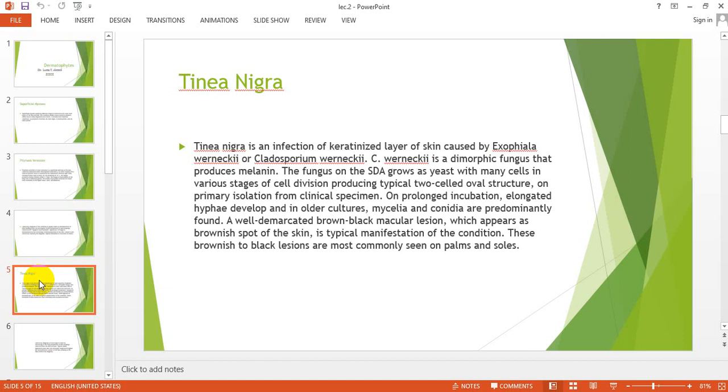This is the culture characteristic of werneckii in the plate. Okay, it looks like brown black macular lesions, which appear as brownish spots on the skin. In the skin, it looks like what? A brownish spot. A typical manifestation of the condition. These brownish to black lesions are most commonly seen on the palms and soles.